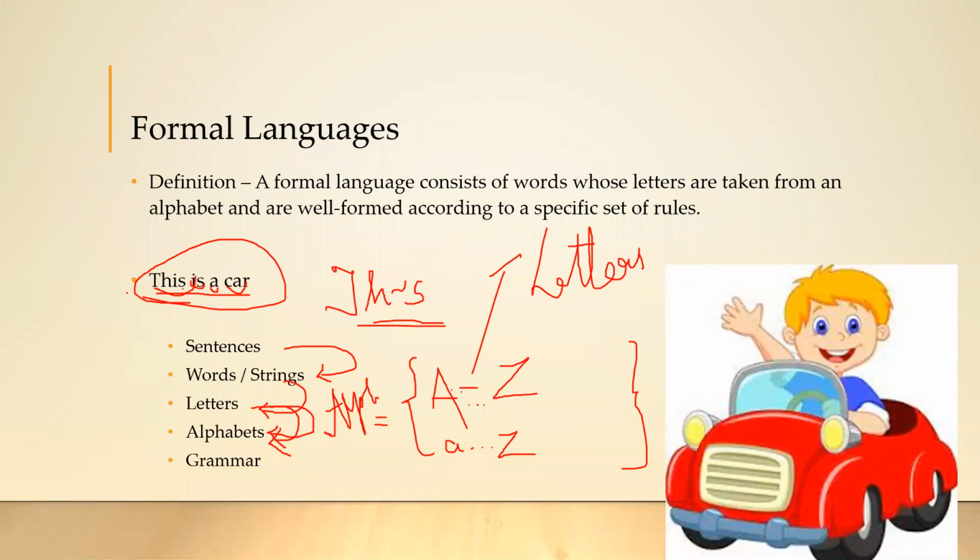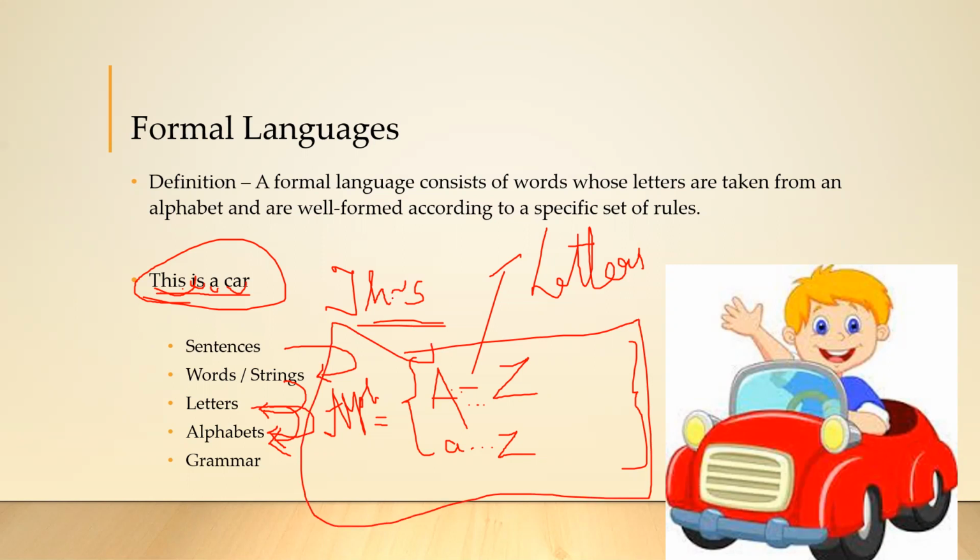So when I come back to this sentence, this is a car, the whole thing is a sentence. When I talk about words, this, is, a, car, all of those are words or strings. When I talk about letters, each and every one, T, H, I, S, all those are letters, and they come from my set called the alphabet. I have an alphabet set, and my letters come from my alphabet set.